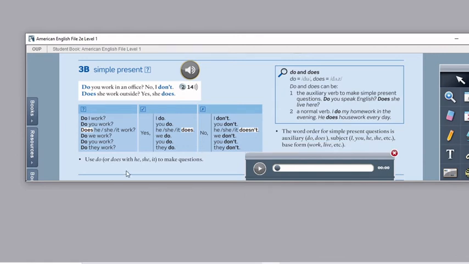2.14. Do you work in an office? No, I don't. Does she work outside? Yes, she does.